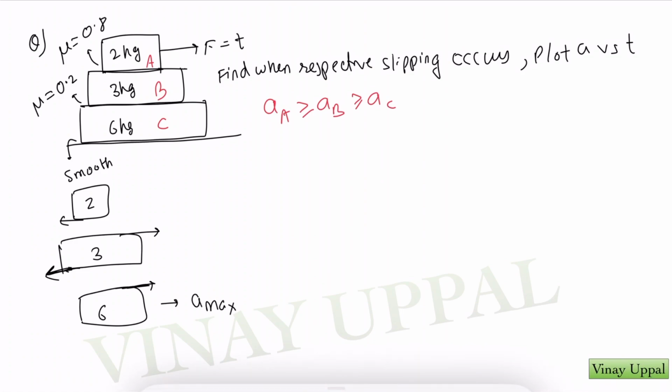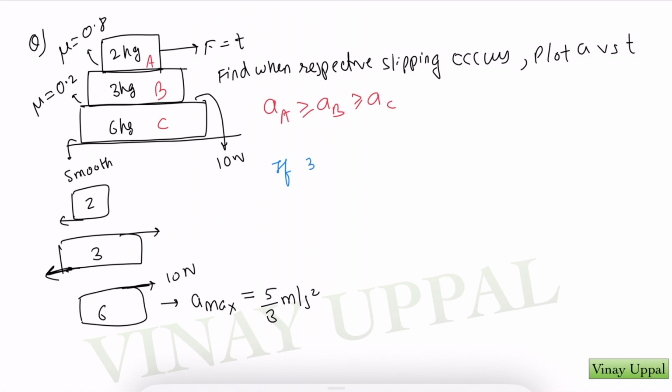So now let's calculate the maximum acceleration of the 6 kg block. Now what's the friction between the 3 kg block and the 6 kg block? So mu is 0.2 multiplied by the normal force, which is 50 newtons. So that will be 10 newtons. So 10 newtons will be trying to accelerate the 6 kg. There's no friction on the ground. So acceleration will be 10 by 6, 5 by 3 meters per second squared.